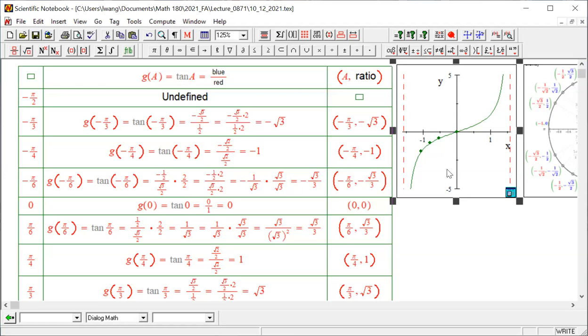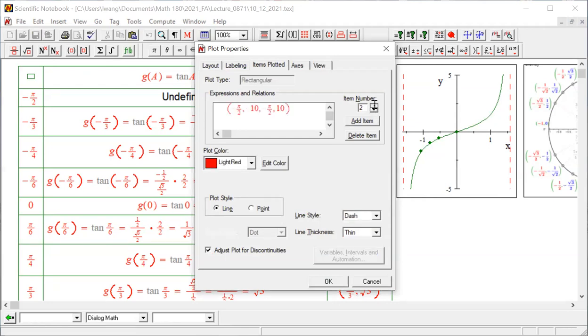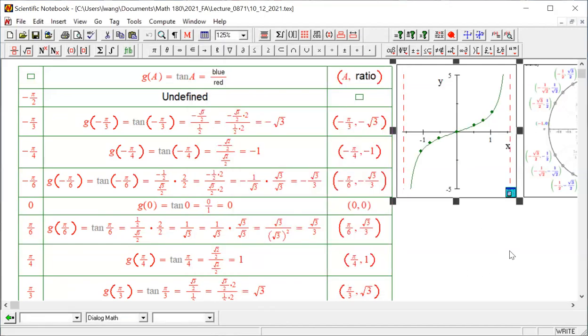Okay, we have the 0, and then what? We just keep going, right? All 7 points. Is everybody with me?